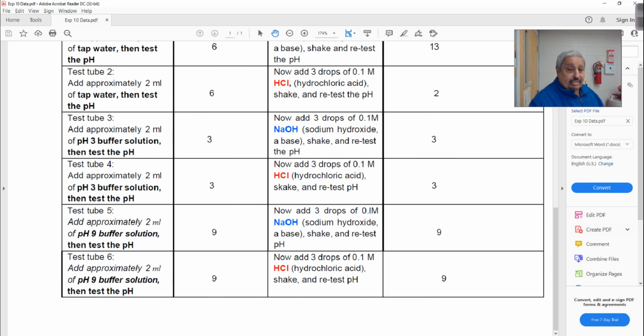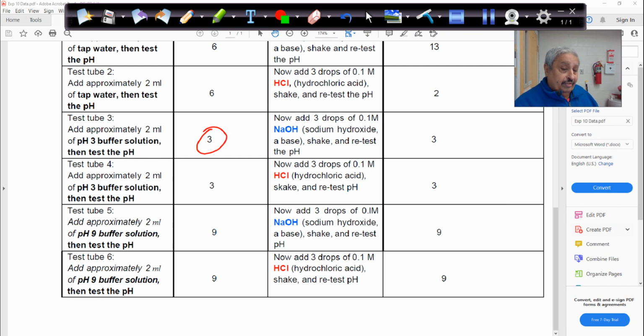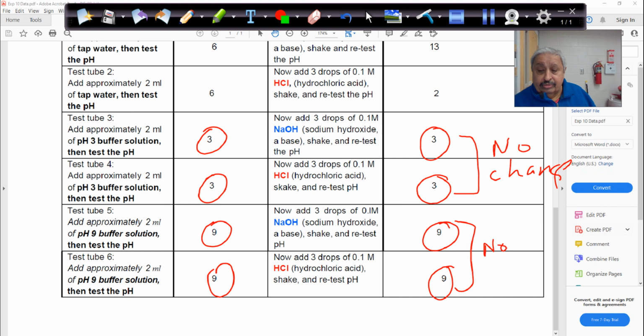But anyway, if I have a buffer, nothing will change the buffer. The buffer 3, whether you add sodium hydroxide or HCl, here, look at this, whether you add this or this. So that's in iCollege already. I posted this one for you. If you have the pH of a buffer 3, and you add sodium hydroxide, no change. You add HCl, no change. Buffer 9, you add to them sodium hydroxide and HCl, there will be no change. So here is no change because you have a buffer. Okay, and here is no change.